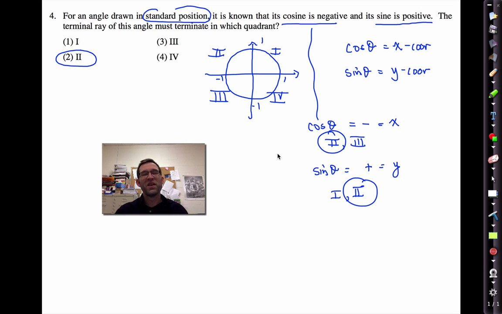All right, so take a look at this. It's a very common problem. Write down what you need to, and then we're going to move on. Okay, here we go.